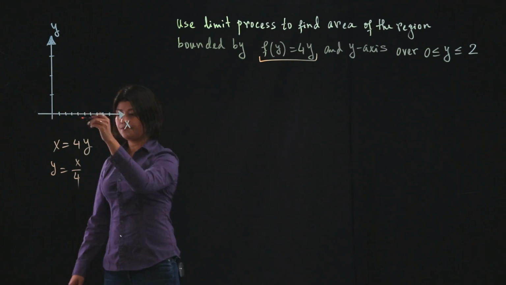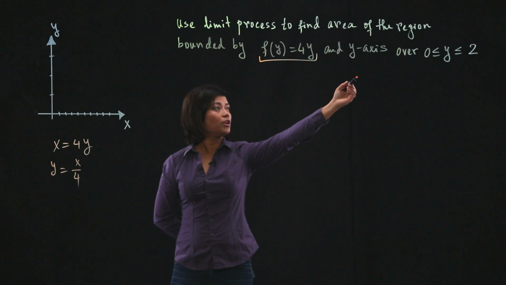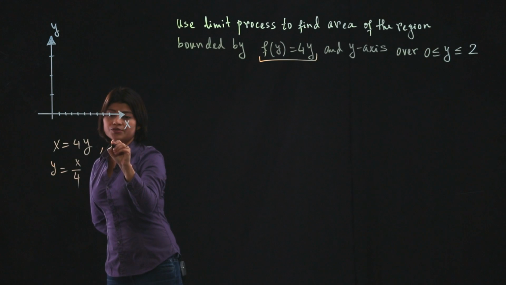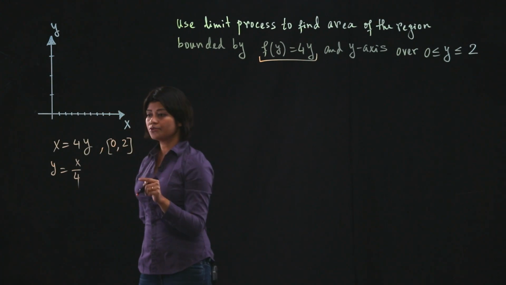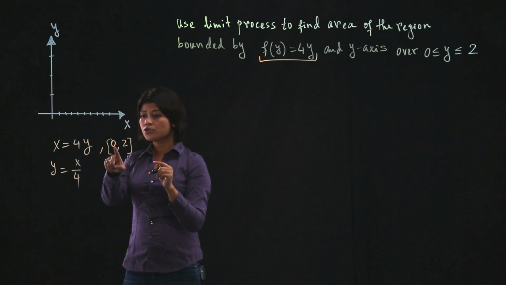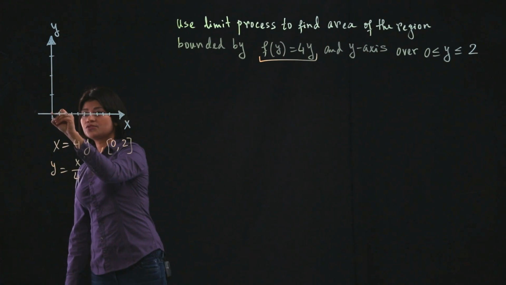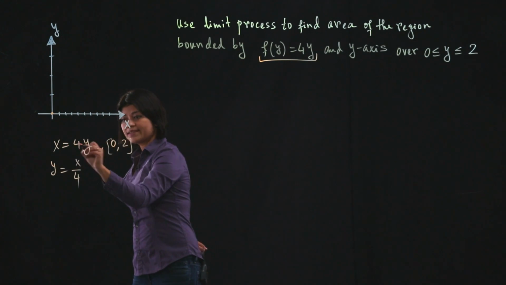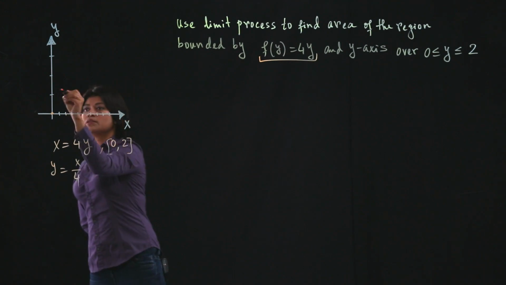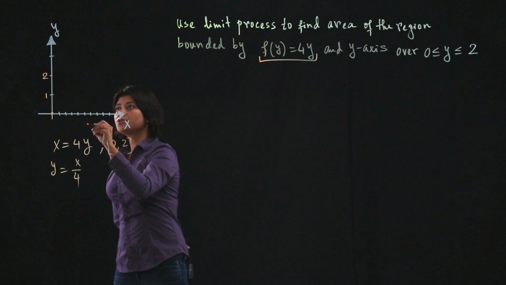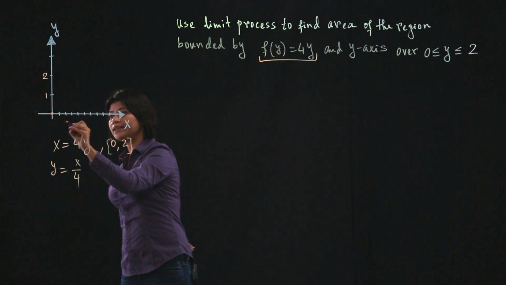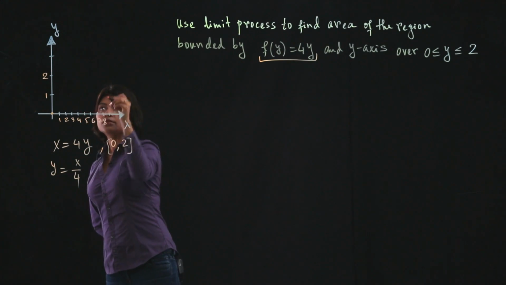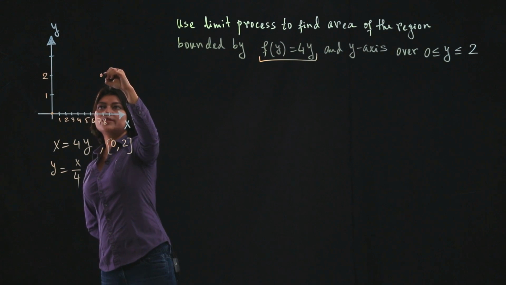So let's graph the line first. Remember, the interval is y value between 0 and 2, but these are y values. So let's figure out the corresponding x values. When y is 0, x is 0, so the line passes through (0, 0). And when y is 2, x is 4 times 2, so it's 8. So at y equal to 2, the value of x will be 8: 1, 2, 3, 4, 5, 6, 7, 8. Approximately, this will be a point on the line.